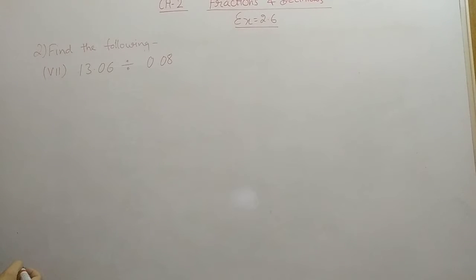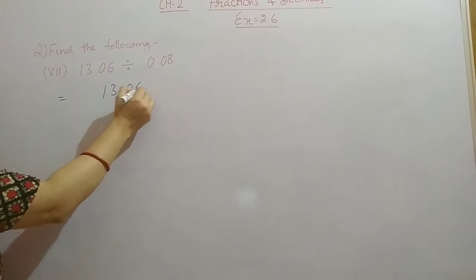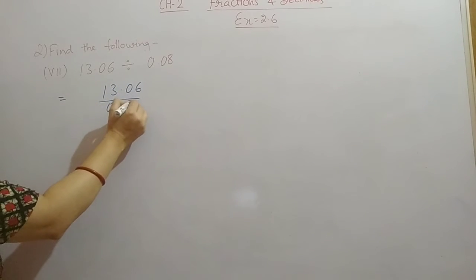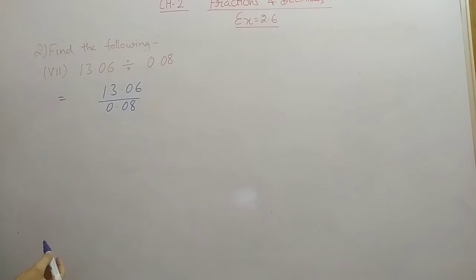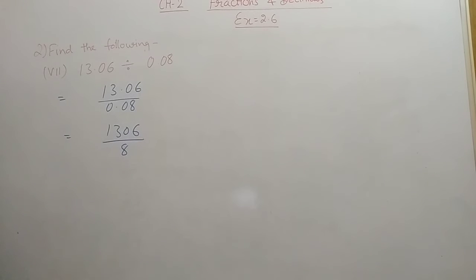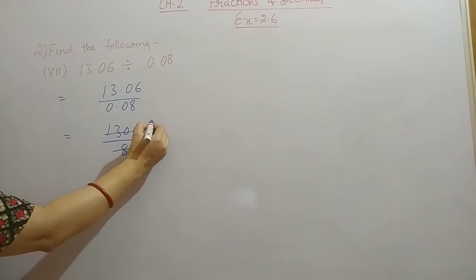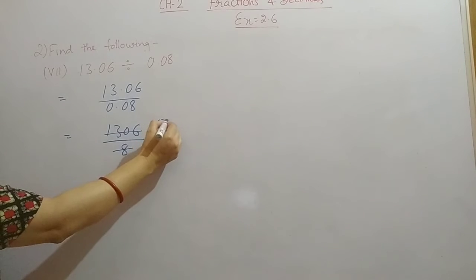Seventh part, 13.06 divided by 0.8. 13.06 divided by 0.08. 2 decimals in the numerator, 2 decimals in the denominator. So we can leave the decimal and we can write 1306 by 8. Now you can do the cancellation with 8. If you don't know the 8 table, you can use the small number also. Here use 2. 2 4s, 2 6s are 12, 5 and 3.